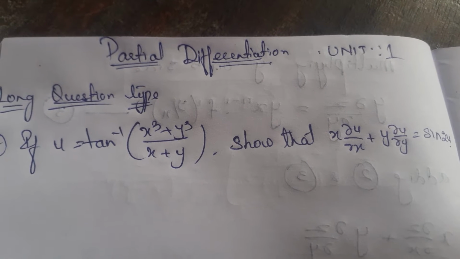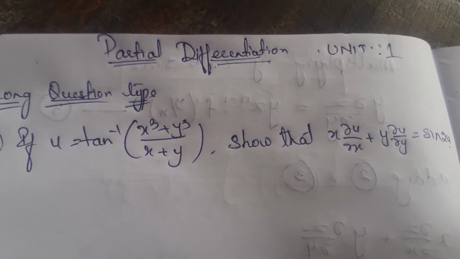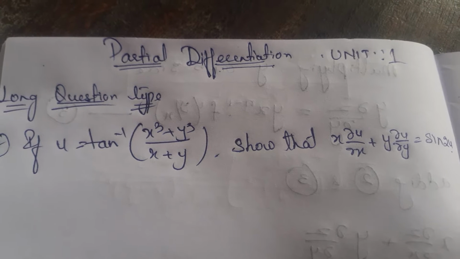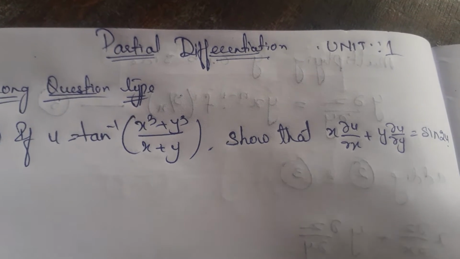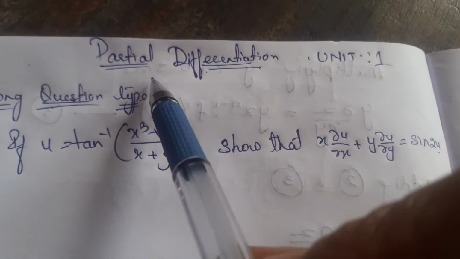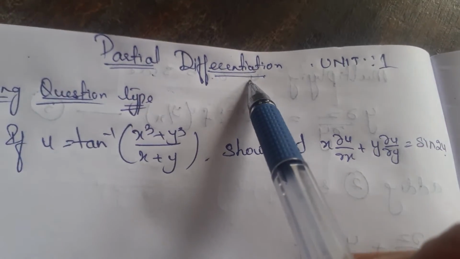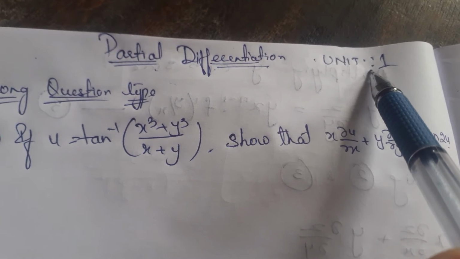Previously we have completed Euler's theorem. Depending on that Euler's theorem only, I am explaining the problem. Our chapter is partial differentiation, unit 1 for BSc first year students.